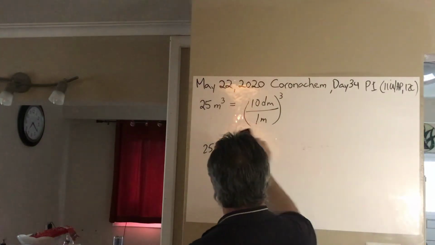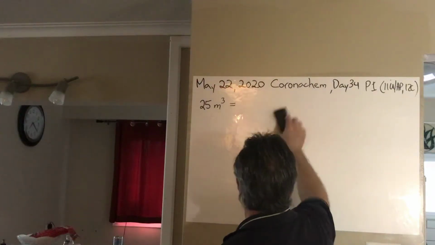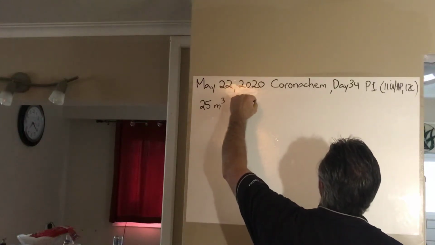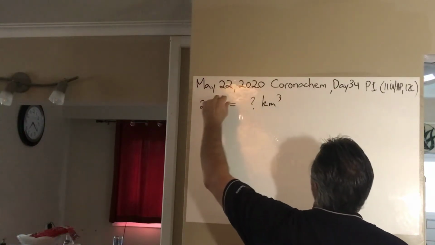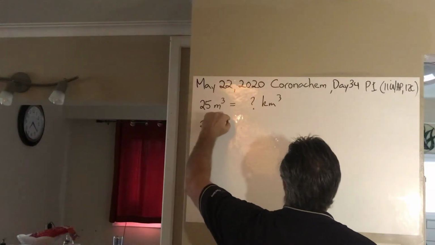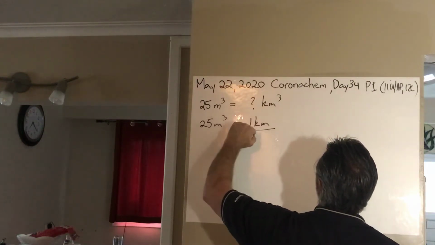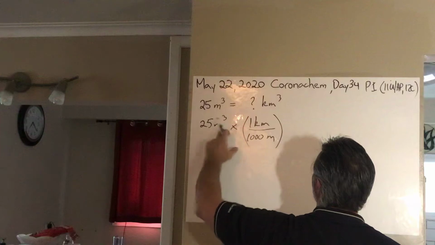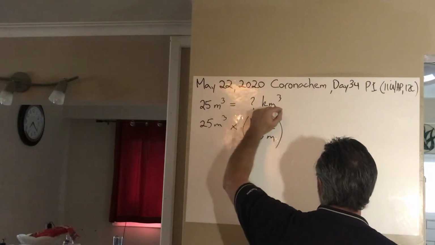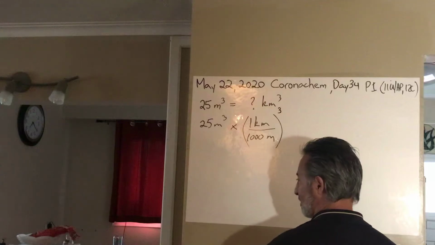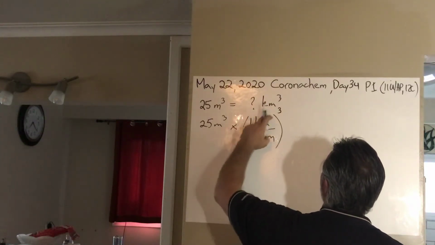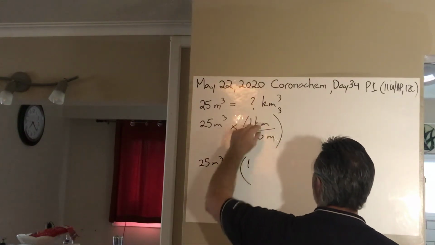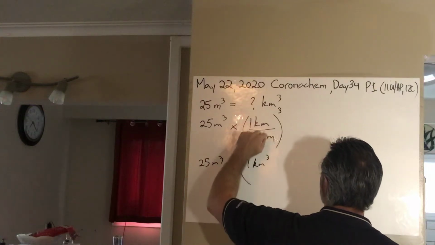The next thing is to convert to kilometers cubed. So we're going to go to how many kilometers cubed that is. So we start off 25 meters cubed times 1 kilometer per 1,000 meters. Remember that it's a 3-dimensional object, so you have to extend the conversion factor also into 3 dimensions. 1 to the power of 3 is going to give you still 1. So this is going to look like this. 1 kilometers will be cubed. 1,000 to the power of 3.